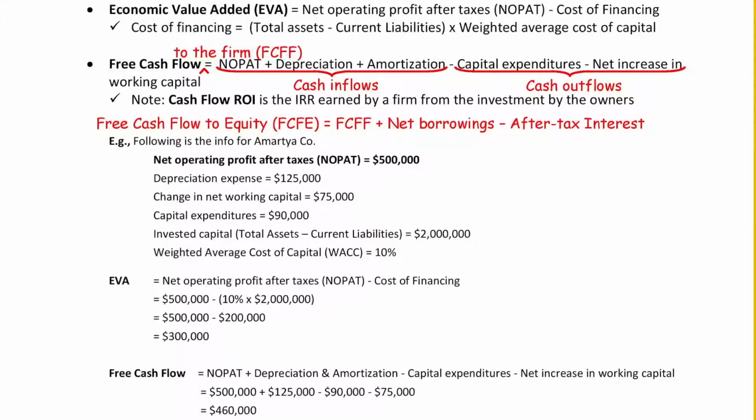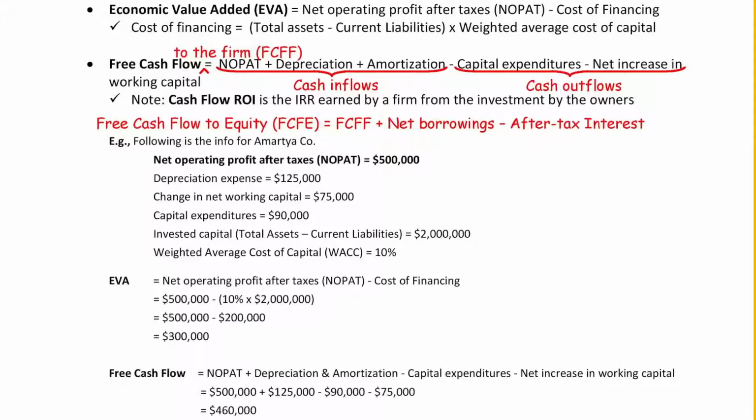So economic value add, that's the net operating profit after taxes minus the cost of financing. So that's $500,000 minus 10% of $2 million, which gives us $300,000 of economic profit, economic value add.